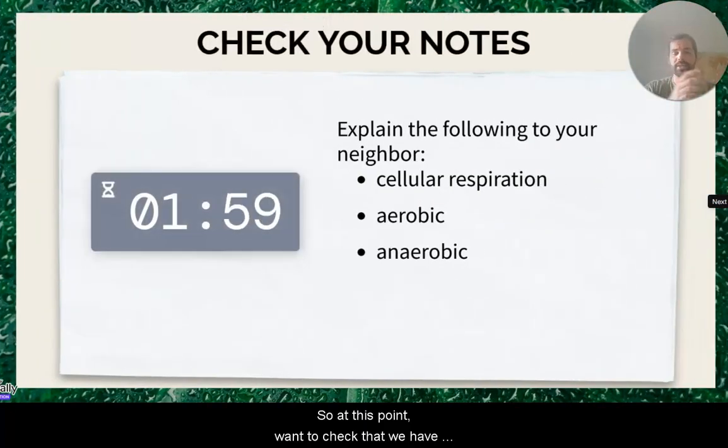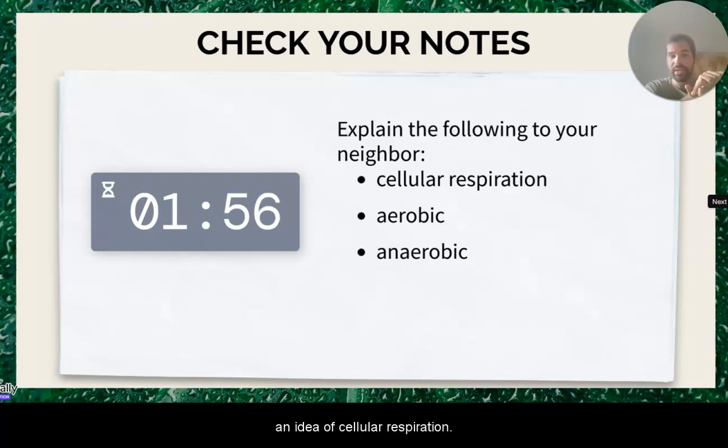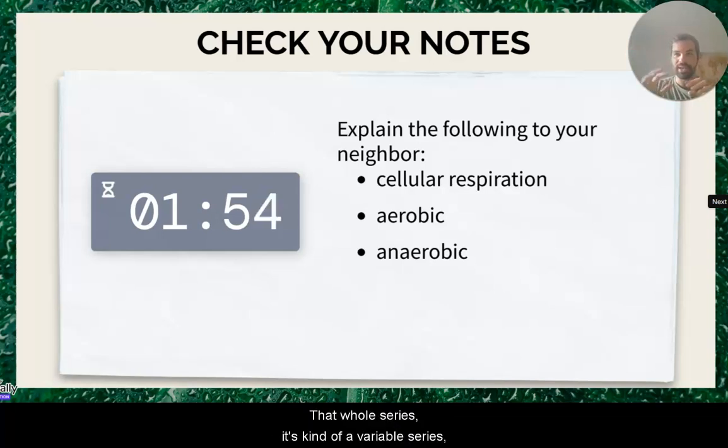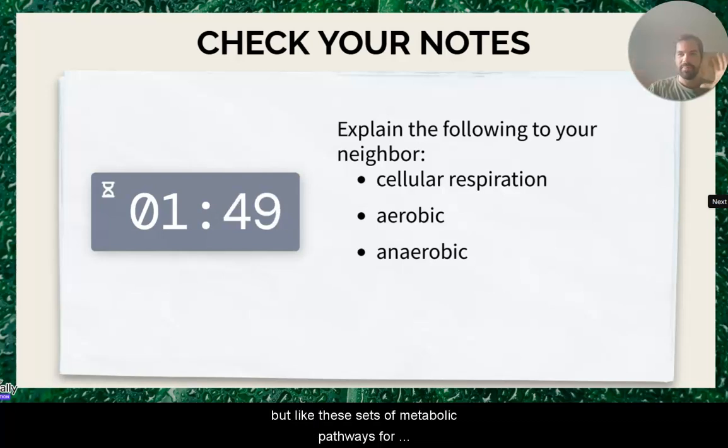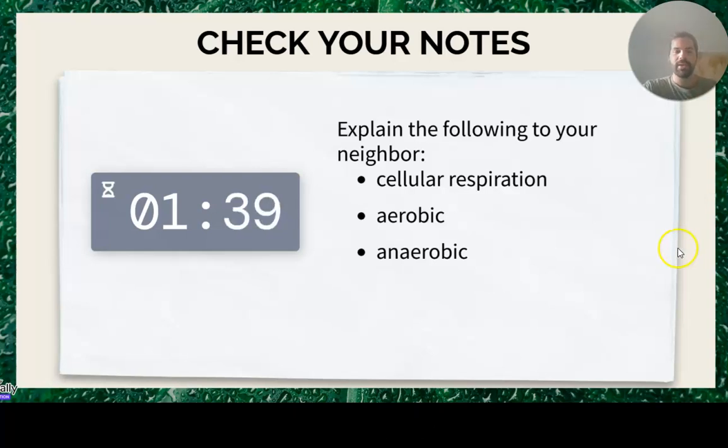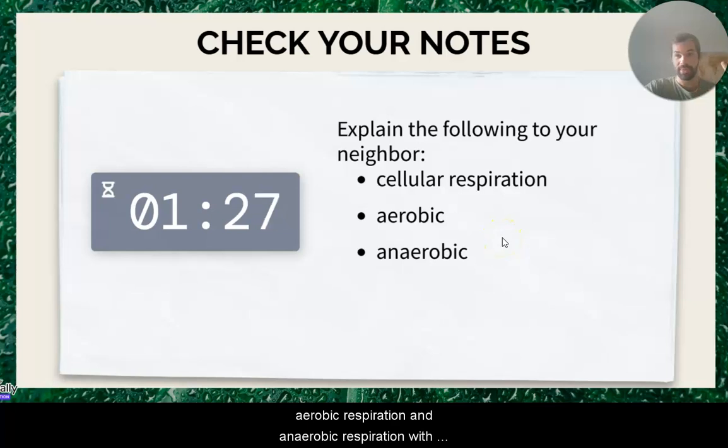So at this point, I want to check that we have an idea of cellular respiration. That whole series, it's kind of a variable series, but these sets of metabolic pathways for breaking down chemical energy into a more actionable form of energy like ATP, and that there are aerobic forms of metabolism and anaerobic forms of metabolism. Aerobic respiration and anaerobic respiration, with oxygen, without oxygen.